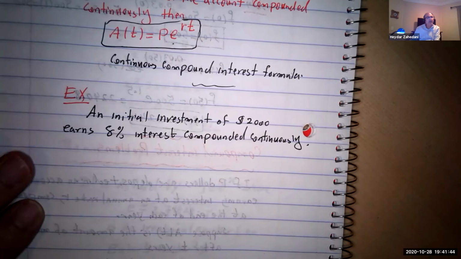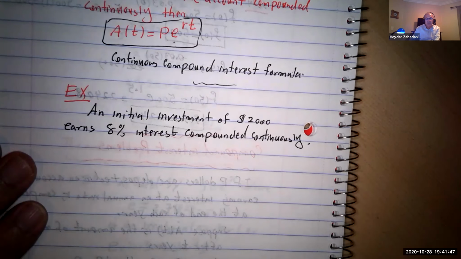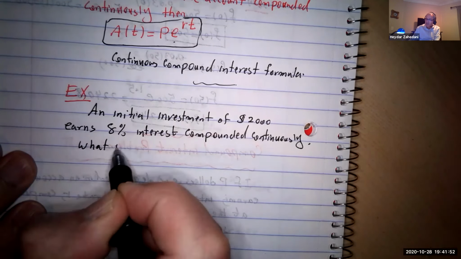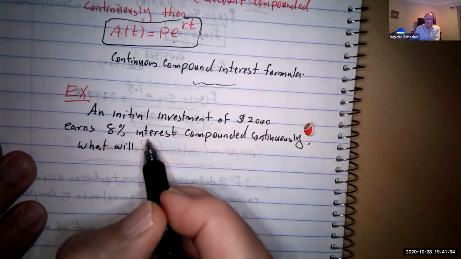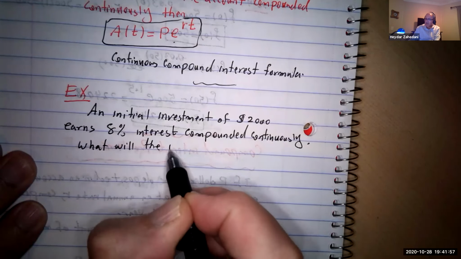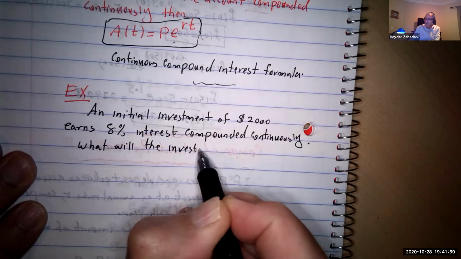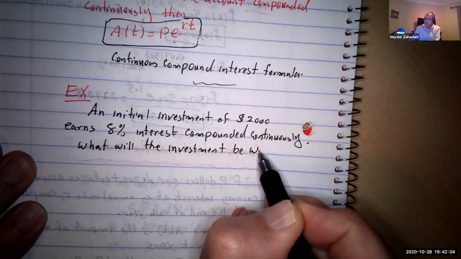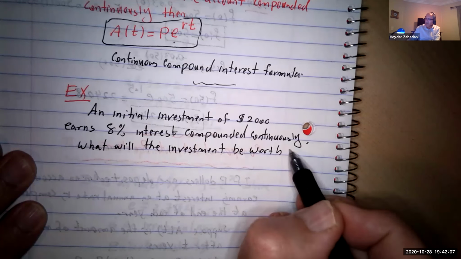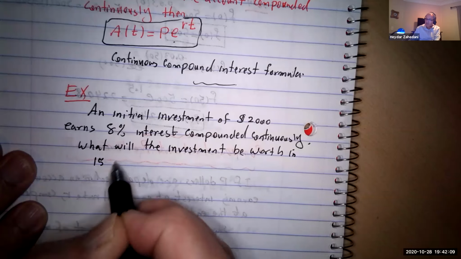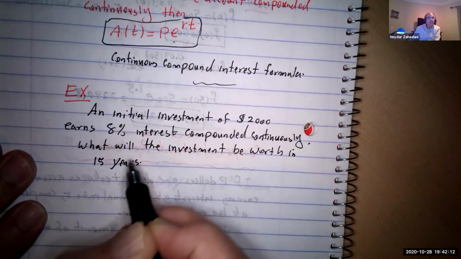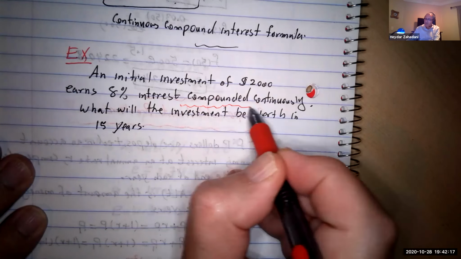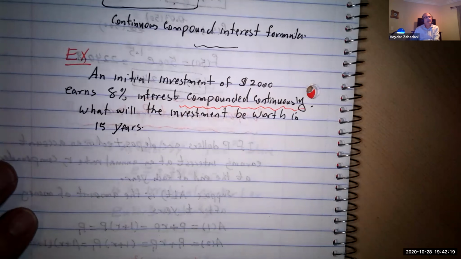So they put the money in the bank. The formula is going to be continuous compound. So they ask, what will the investment be worth in 15 years? In 15 years. That's it. So you focus on this one: continuously.